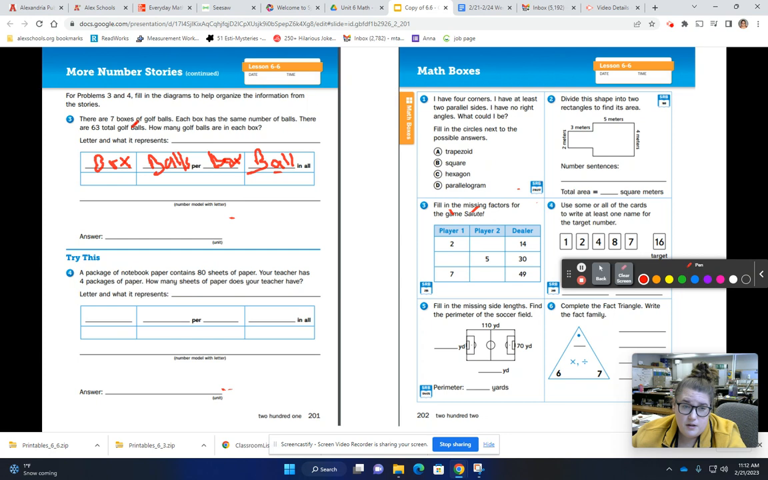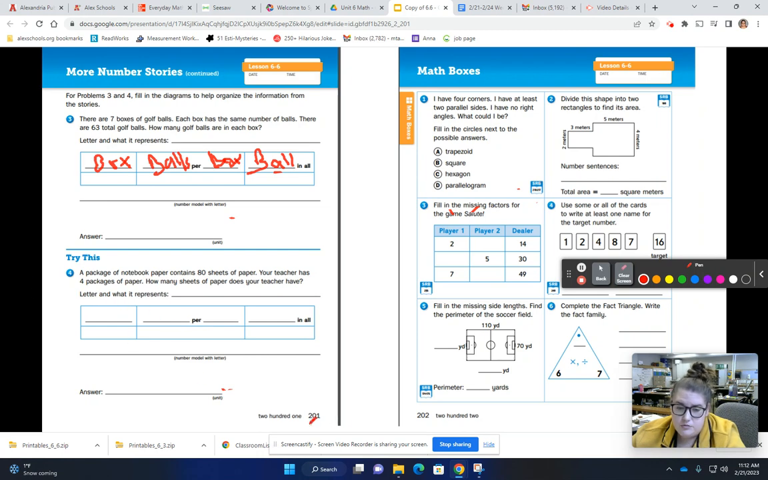So the end game here, it says there are 7 boxes of golf balls. Each box has the same number of balls. There are 63 total golf balls. How many balls are in each box? So this is the one that you're trying to solve for. We know how many boxes there are. We know how many balls there are. We just don't know how many are in each box. And then I really want you to try number 4 on your own.